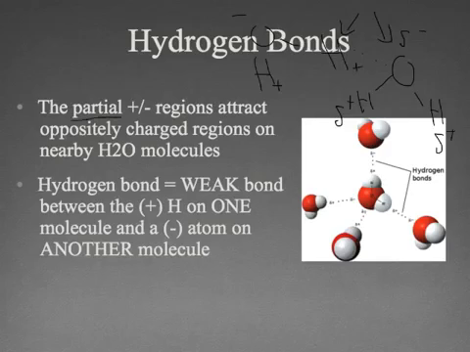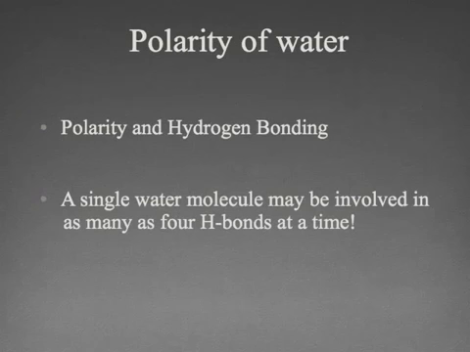The partial positive and negative regions on 2 different water molecules attract one another, and it makes water sticky. Water molecules stick to other water molecules because of these hydrogen bonds. They're weak bonds formed between the hydrogen on one molecule and a negative oxygen on another molecule. Now, it doesn't have to be oxygen. Any polar molecule could be attracted to as well.